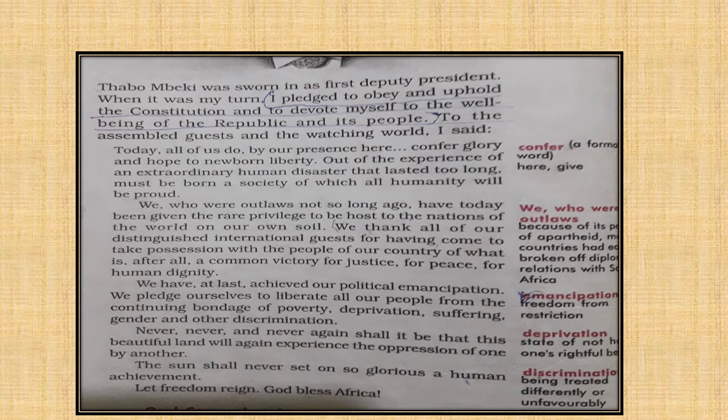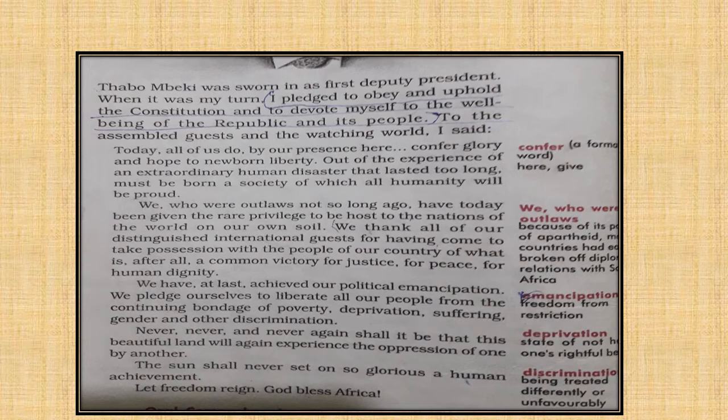Now let's look to the meanings here. Confer means give. Next, we who were outlaws, meaning because of its policy of apartheid, many countries had earlier broken off diplomatic relations with South Africa. Emancipation meaning freedom from restriction. Deprivation means state of not having one's rightful benefits. Discrimination means being treated differently or unfavorably.